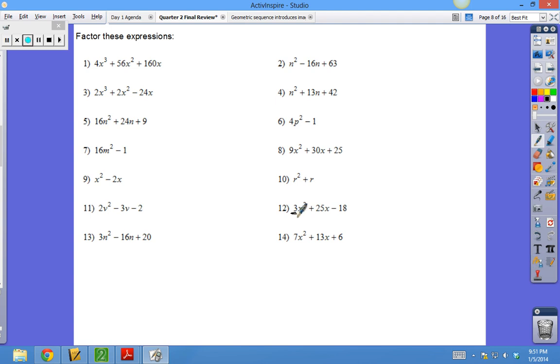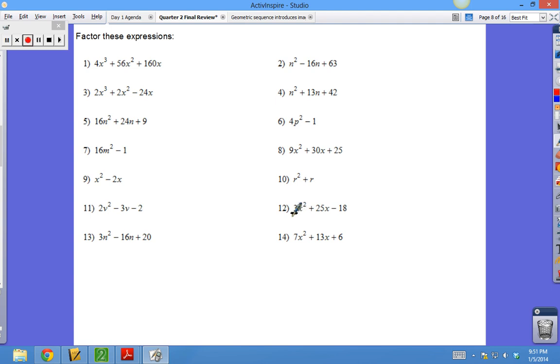If a is greater than 1 and there is no GCF, I'm going to take 3 and multiply it by -18. So I take my first and my last and I times them together. So 3 times -18, that's going to be -54. Now I'm going to use this little template, and I'm going to try and find something that multiplies and gives you -54 but adds and gives you 25.